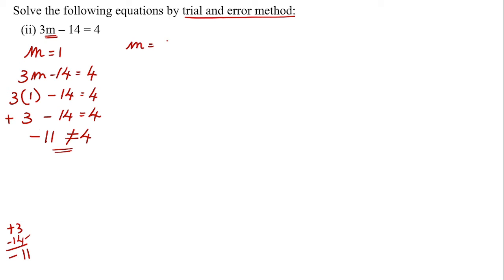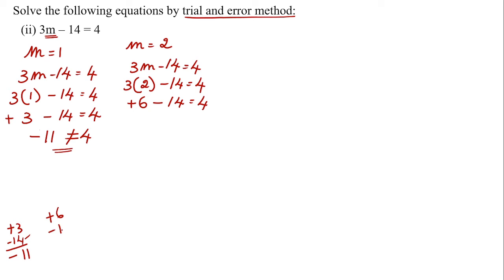Let us take m is equal to 2. So 3m minus 14 is equal to 4 is the given equation. We are substituting m is equal to 2 in the equation. So 3 into 2 is 6, minus 14 is equal to 4. Now if there is no sign, it is plus 6. So we have plus 6 minus 14. Different signs, take the bigger number sign and subtract. 14 minus 6 is 8. So the value of the left hand side of the equation will be minus 8, which is not equal to 4. As such, m is equal to 2 does not hold good for this equation.